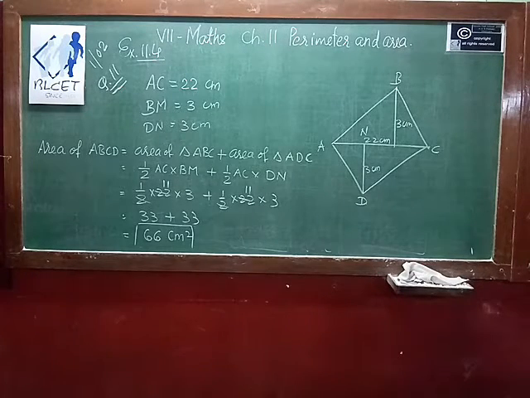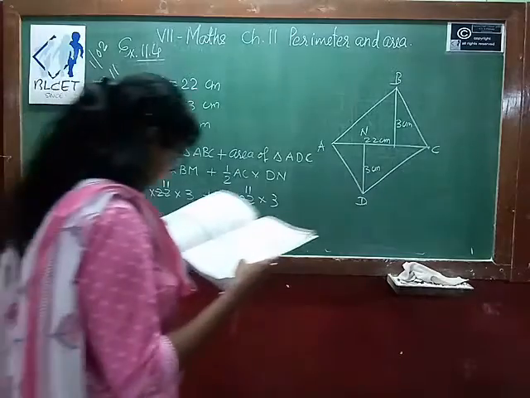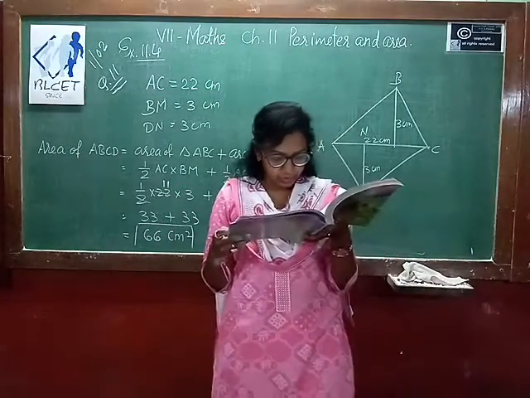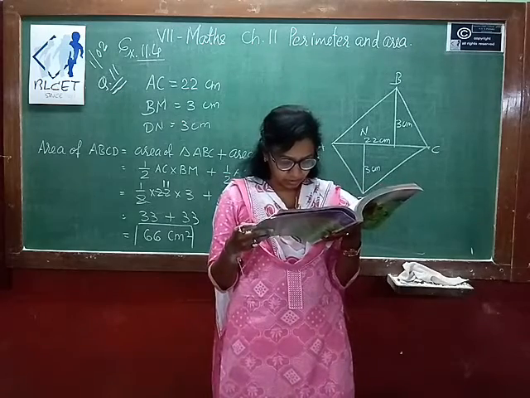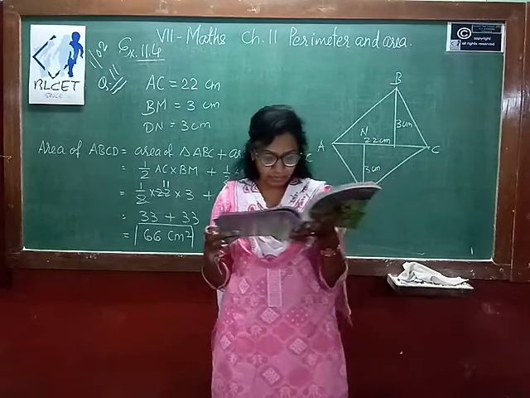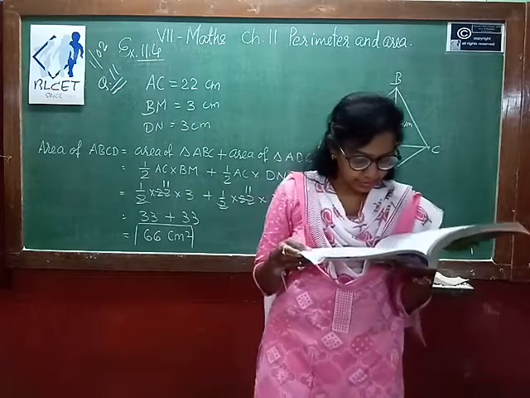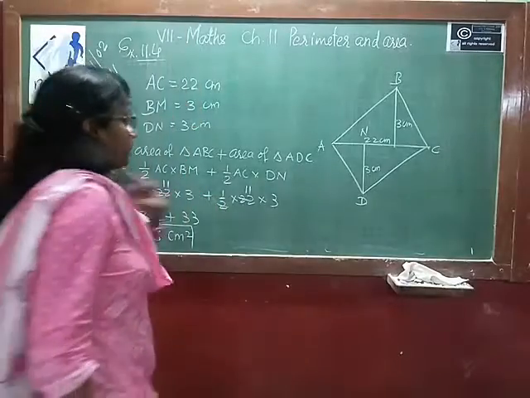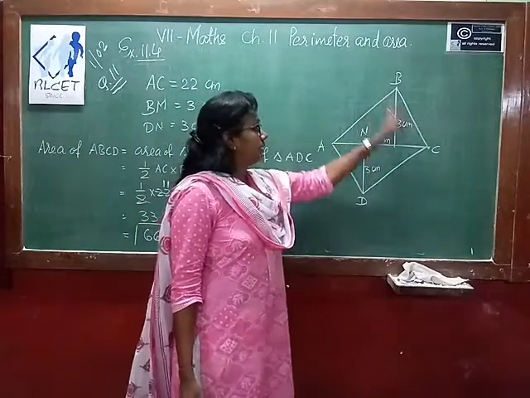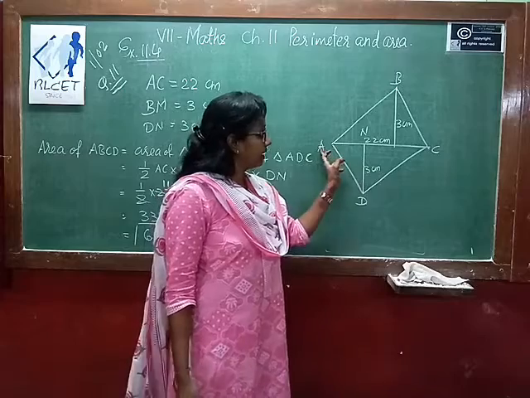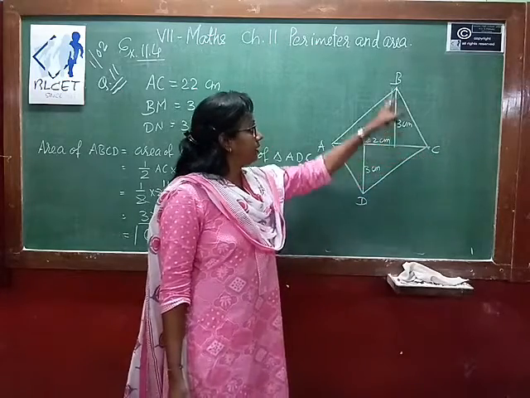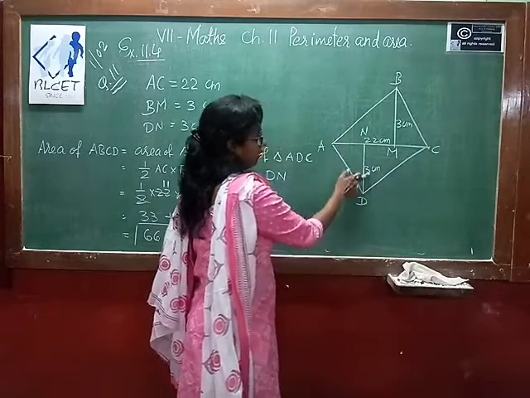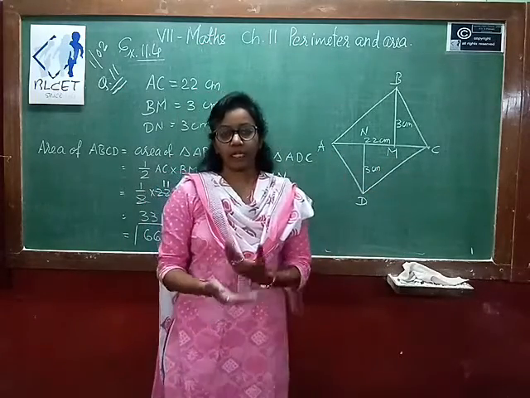See question number 11. The question is, find the area of the quadrilateral ABCD. Here AC is equal to 22 centimeter, BM is 3 centimeter, DN is equal to 3 centimeter, and BM is perpendicular to AC and DN is perpendicular to AC. The diagram is given to you. This is the quadrilateral ABCD, in which this is your AC of 22 centimeter, this is your BM of 3 centimeter and DN of 3 centimeter. So we have to find the area of this quadrilateral.